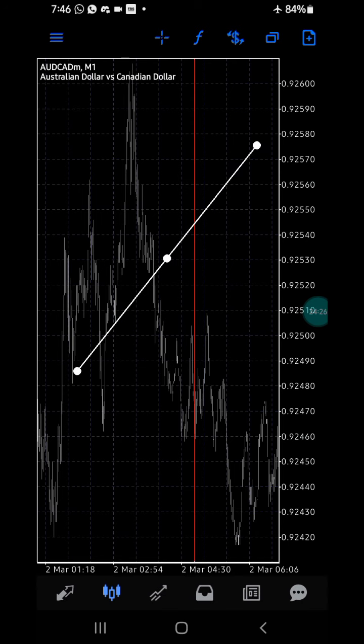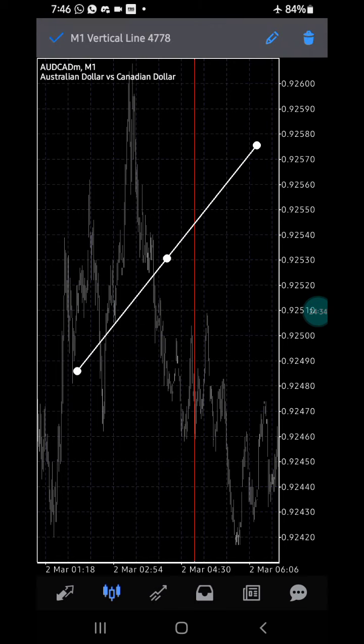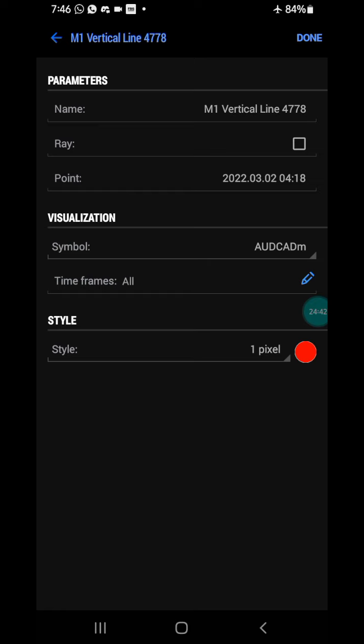For example, if I want to change the color of the red tool I just picked, I'll tap and hold on it. When I tap and hold on it, it brings out something above. Then you see the pencil icon. I click on it. It brings out a page like this.